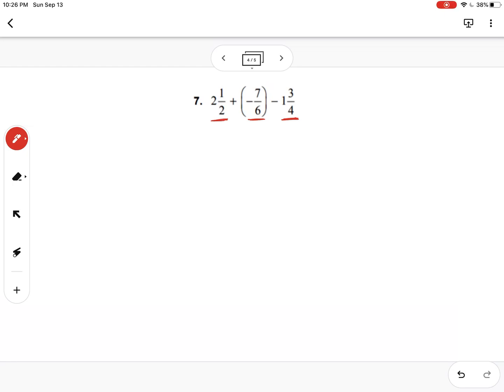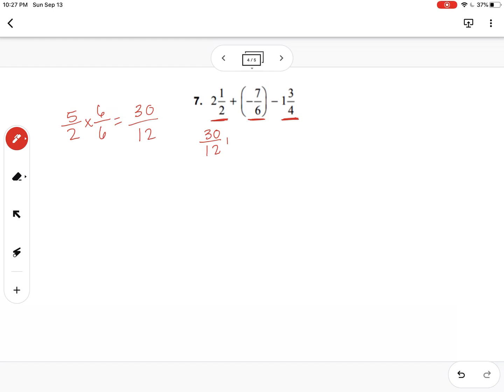In this case, I'm going to say it's probably best to convert to improper fractions just since we're dealing with 3 values. So I'm going to convert 2.5 into an improper fraction. 2 times 2 is 4, plus 1 is 5, so it's going to be 5 over 2. And then I am going to go ahead and get the denominator of 12. So I'm going to multiply that by 6 over 6 to get 30 over 12. So that one is going to convert to 30 over 12.